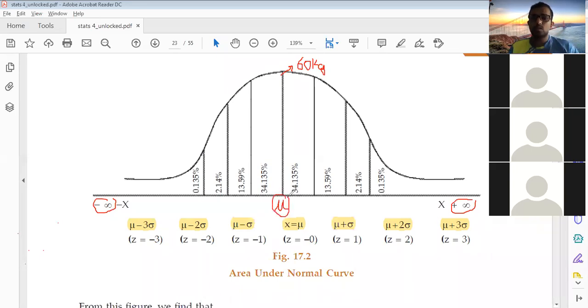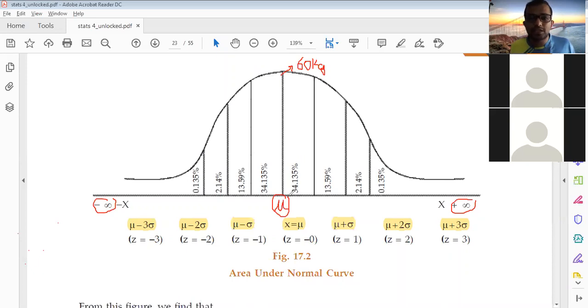But do you think all the 100 students in the class will be 60 kgs? No, sir. There will be a deviation. And deviation is called standard deviation. Now, how much deviation might be there, sir? Or how many people might be included, sir?